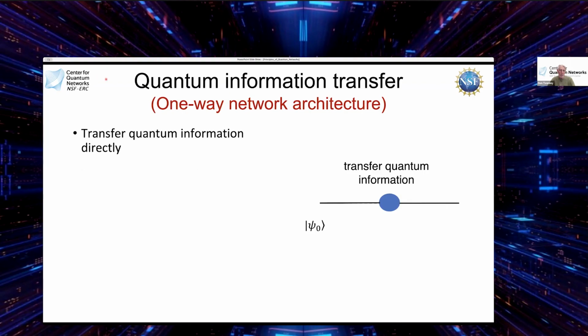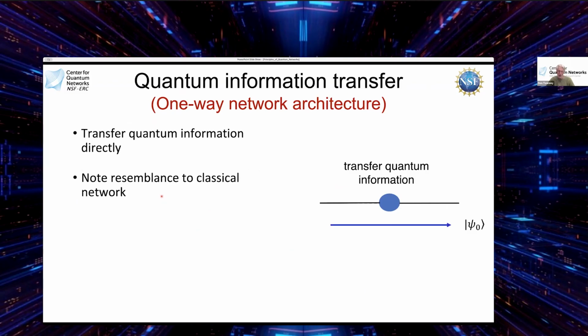And then, the other service that I mentioned would be a quantum information transfer service. And so that would correspond to a one-way network architecture. And basically, you would just transfer quantum information directly. It's interesting to note that that looks a lot like the classical internet, except that instead of, let's say, transmitting packets from a sender to a destination, here you're transmitting quantum information from a sender to a destination. And so you would expect that you could borrow a lot from the classical internet to build protocols for this.